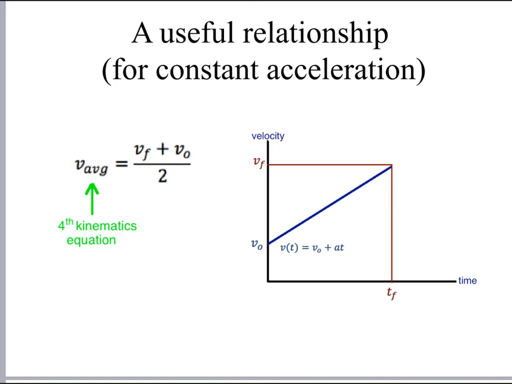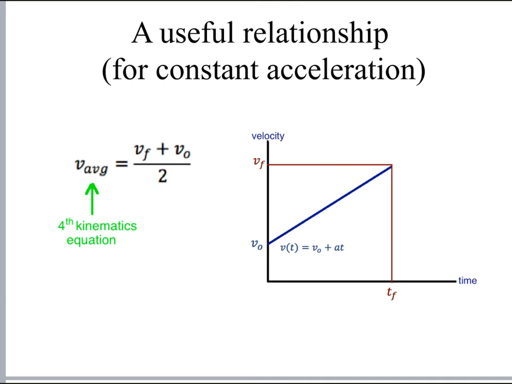Now the last equation that I want to look at is sometimes considered the fourth kinematics equation. It's less useful than the other relationships, but occasionally it's something that you would want to know. And this equation works out to be that the average velocity over some time interval is going to be given by the final velocity plus the initial velocity over that time interval divided by 2.